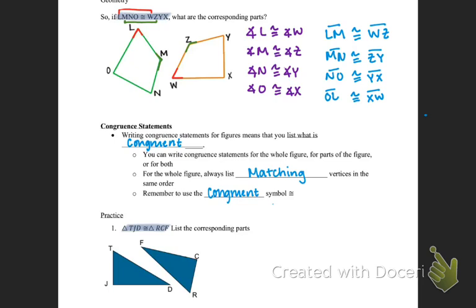So we're going to use the names rather than the picture. The picture could be helpful, but it can also be misleading. So we go off of the names.